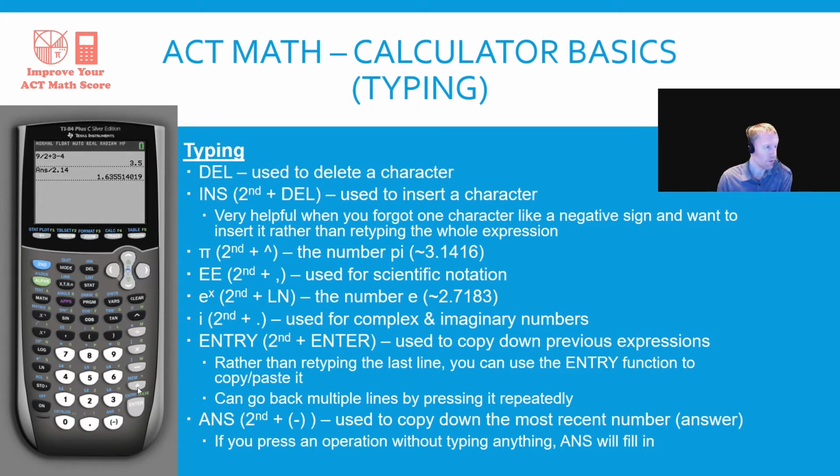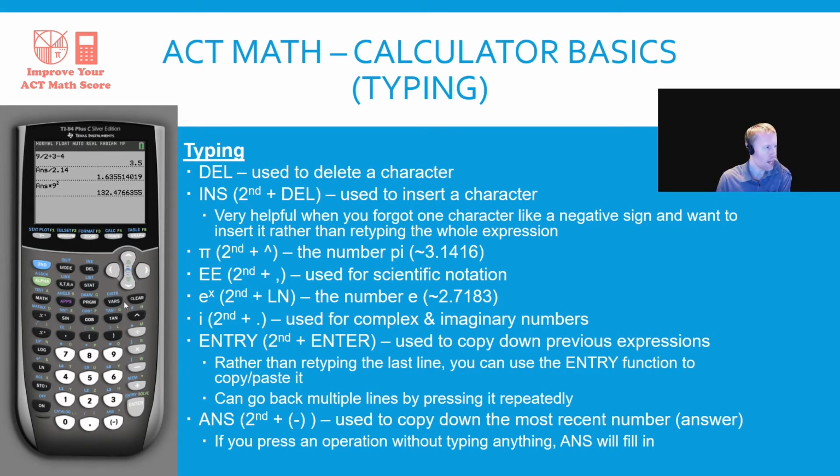Now if I want to take this number and multiply it by, say, 9 to the second, I could go ahead and do that. Again, it copied down the 1.63555 as evidenced by the ANS in front, and then it multiplied it by whatever I typed into the calculator.